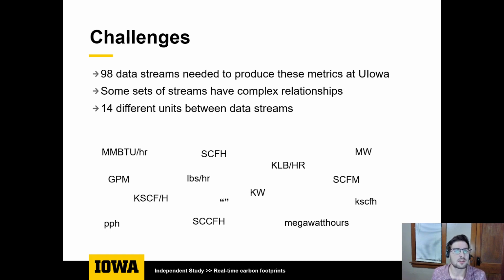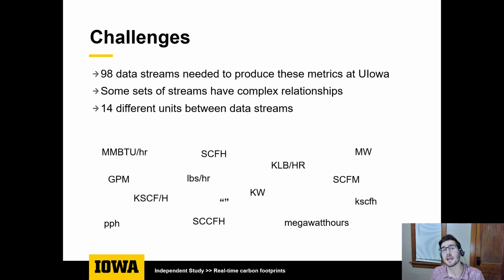And some of these data streams have very complex relationships. On the simple end, if you want to calculate the amount of carbon associated with burning natural gas, that's a simple calculation. You look at a data stream that tells you your flow of natural gas, and you multiply that by an emissions factor, and you have your carbon impact of that natural gas. So that's on the simple end.